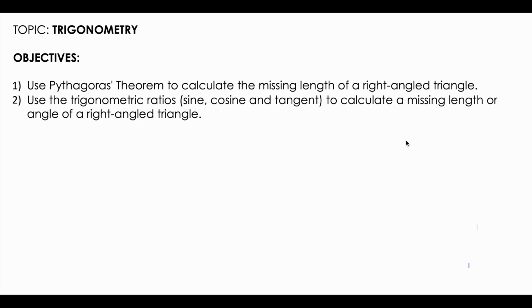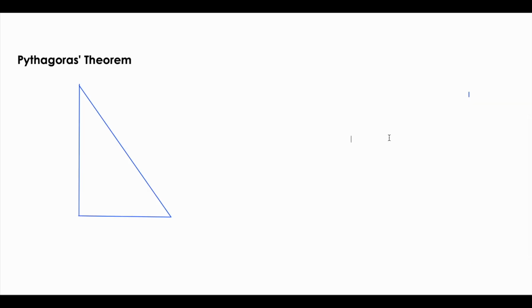It only works for right angle triangles. It has to be a right angle triangle. Then we're also gonna look at trigonometric ratios, like sine, cosine, tangent, and so forth, to calculate a missing length or angle of a right angle triangle. All right, so say we have the Pythagoras theorem, right?